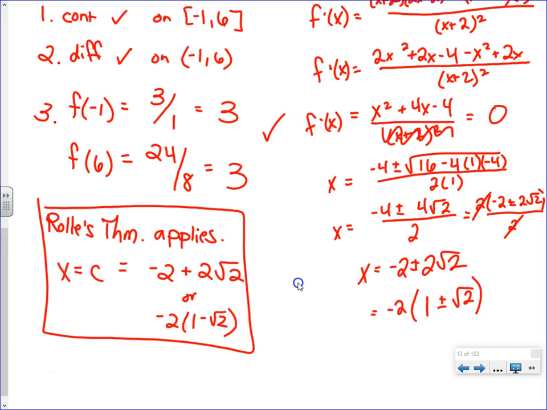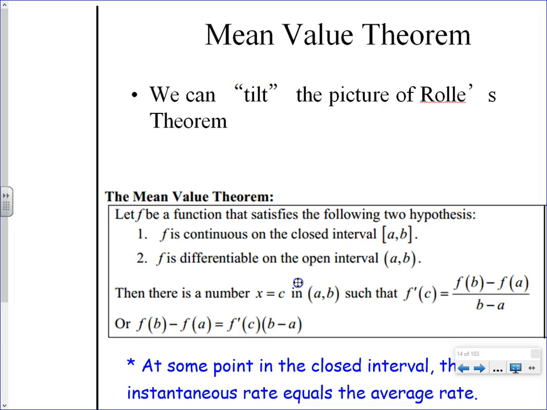Yeah, it's a wild quadratic formula, right? All right. Number 2. If you guys remember, this section had 2 names, or 2 theorems. One of them was Rolle's theorem. The next one is the mean value theorem. He's coming. Long story short, we can tilt the picture of Rolle's. That might not make sense until we see some graphs, so hang in there.